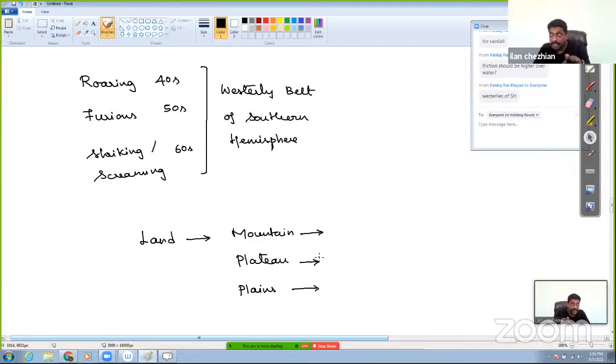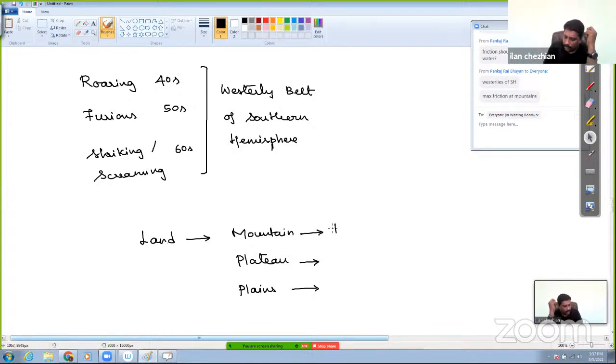If you answer this question, we'll be completing this class only at 2 hours. Another 2-3 minutes, we'll be completing it. If you don't answer this question, then also we'll be completing it. That is not an issue. You have to tell me, my friend. Mountains versus plains versus plateau, where will you have maximum friction? Very good. Mountain is the one where you have the maximum friction and plain is the one where you have the minimum friction, my friend.